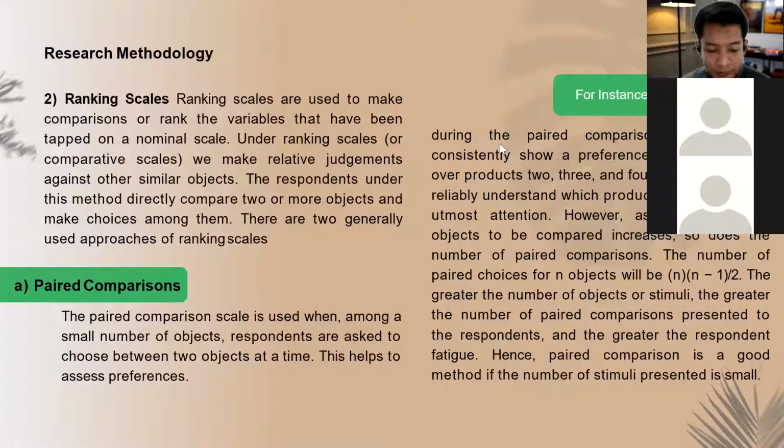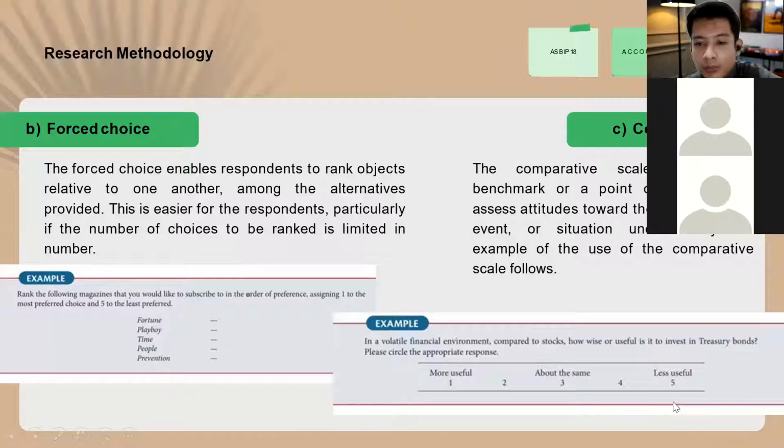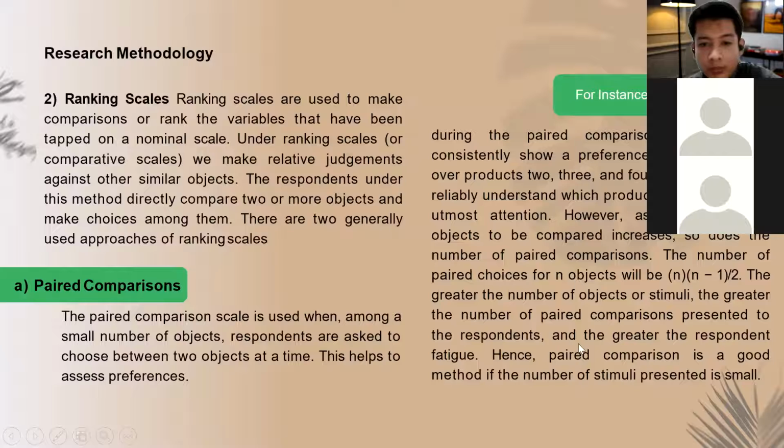Okay, now we talk about ranking scale. Ranking scales are used to make comparisons or rank the variables that have been typed on a numeric scale. Under ranking scale or comparative scale, we make relative judgments against other similar objects. The respondent under this method directly compares two or more objects and makes a choice among them.